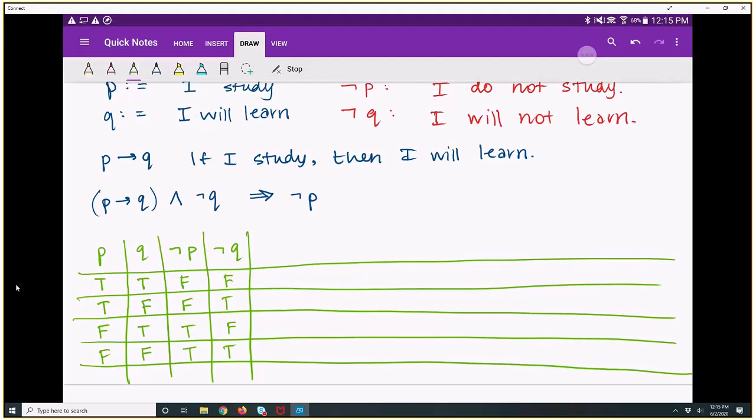Let's also do P implies Q. P implies Q will be true, false, true, true. Then I'll do P implies Q and not Q. So I'm looking at these two columns. This is going to be false, false, false, true.